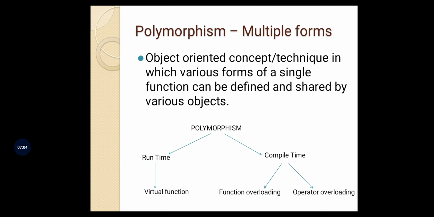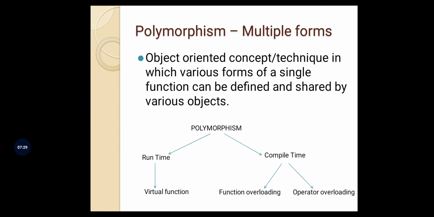Polymorphism means multiple forms: poly means many, and morphism means forms. There are two kinds of polymorphism. We just referred to that, and that is runtime and compile time. The runtime polymorphism is also called dynamic polymorphism, and the compile time polymorphism is called what?